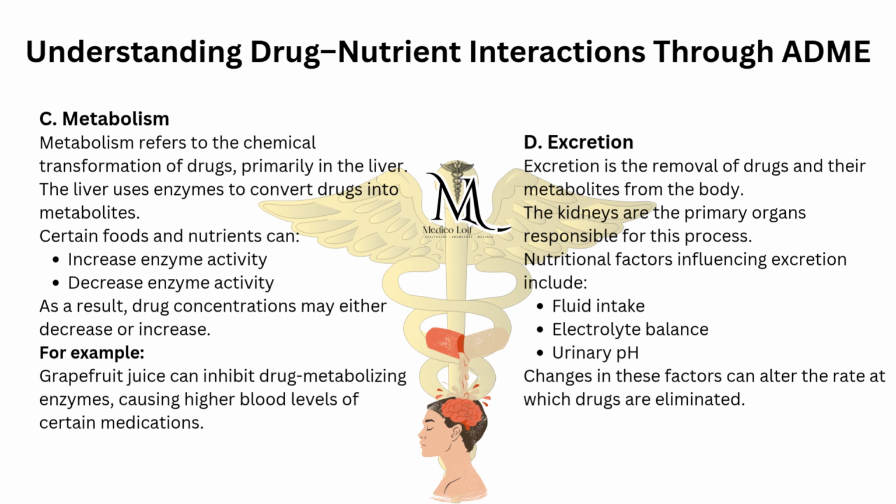Understanding drug-nutrient interactions through ADME. C. Metabolism. Metabolism refers to the chemical transformation of drugs, primarily in the liver. The liver uses enzymes to convert drugs into metabolites. Certain foods and nutrients can increase enzyme activity, decrease enzyme activity. As a result, drug concentrations may either decrease or increase. For example, grapefruit juice can inhibit drug metabolizing enzymes, causing higher blood levels of certain medications.